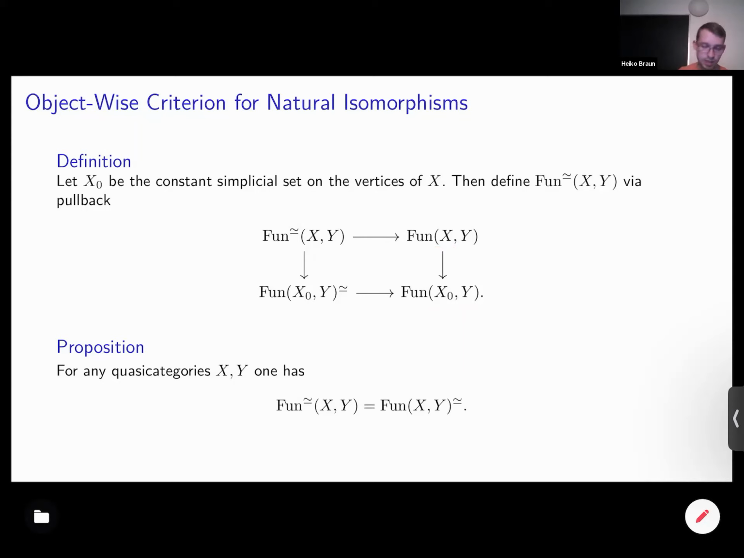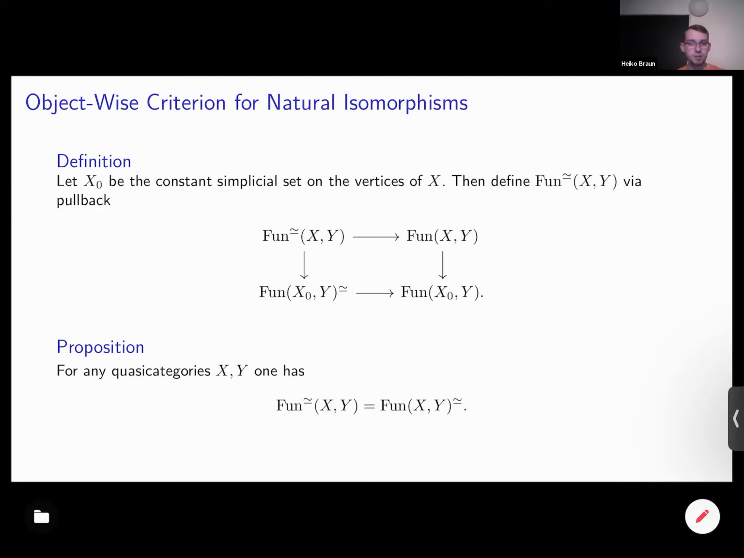And to say that a natural transformation is object-wise an isomorphism just means that we consider this subcategory of the functor category X to Y, which contains all those transformations. It contains all the functors, but it only contains the transformations that are object-wise isomorphisms. So one could say that it is like a wide subcategory: it contains all the objects, but not all the morphisms.